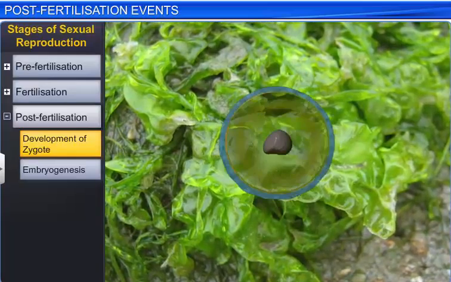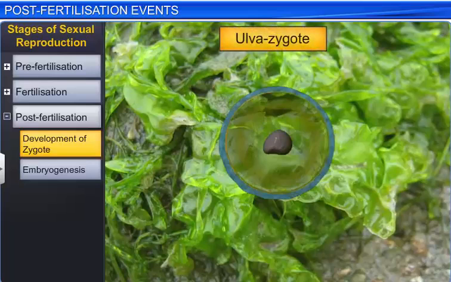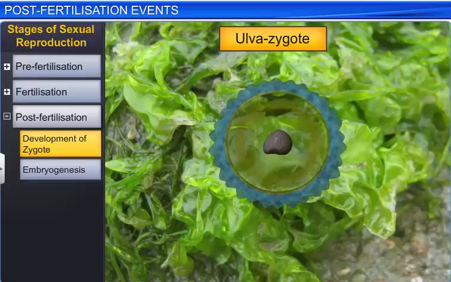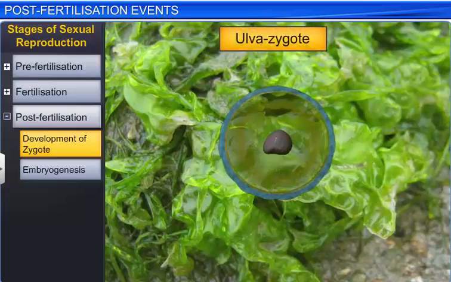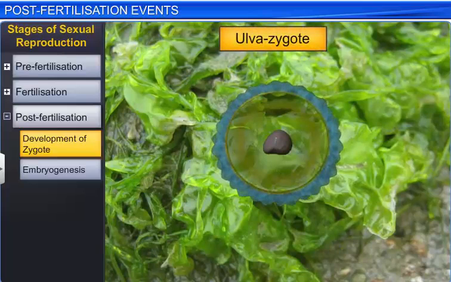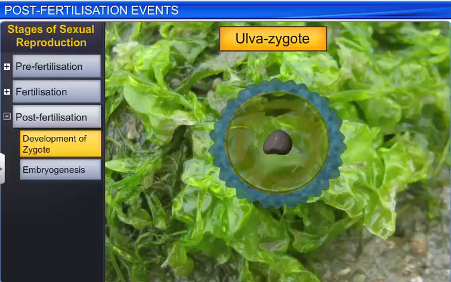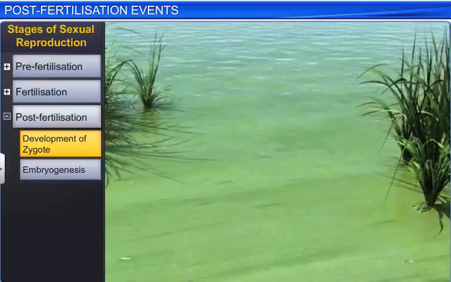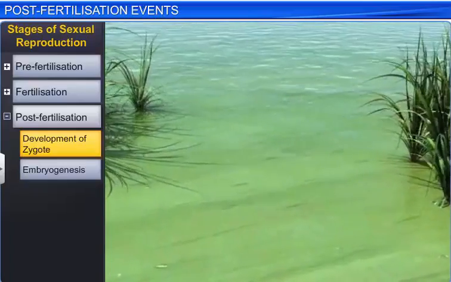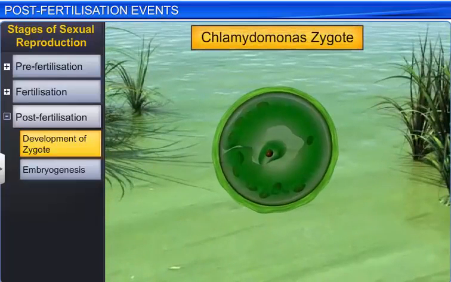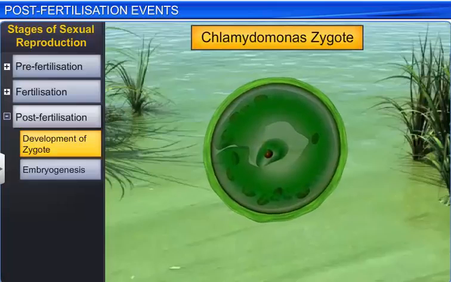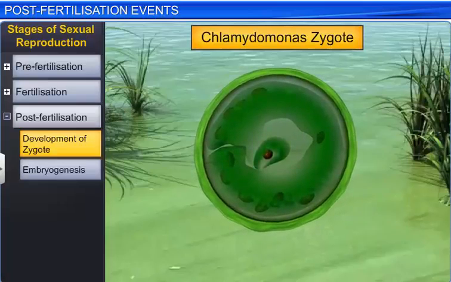After its formation, the development of the zygote is largely influenced by its environment. Take the case of organisms such as fungi and algae, whose zygotes are formed either in water, rocks, or soil.